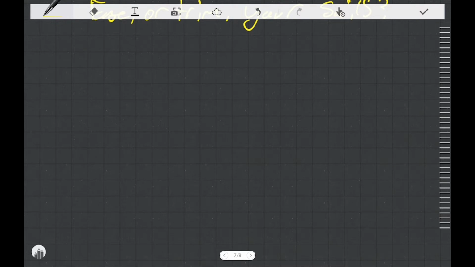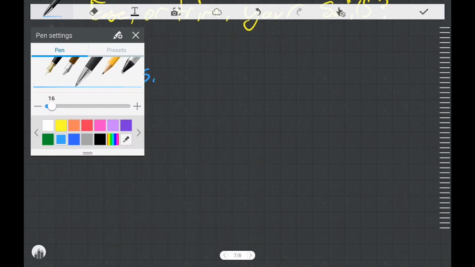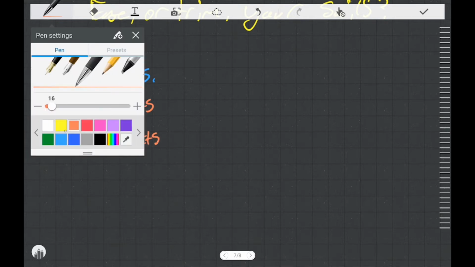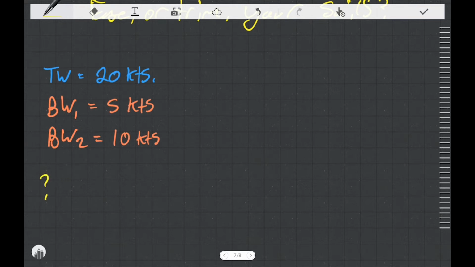So the first thing that we're probably going to want to do is collect the terms that we know. So we know that the true wind on this given day is 20 knots. And let's assume that it's not a gusty day, so it's a constant 20 knots. We know that we have two boat winds. Boat wind 1 is 5 knots, and boat wind 2 went up to 10 knots when we started surfing. Okay, the question's basically asking us, what is apparent wind 1? And also, how does it change when we get to apparent wind 2?